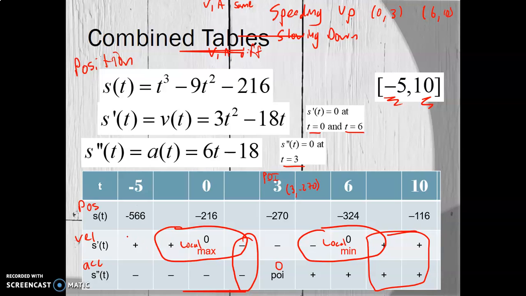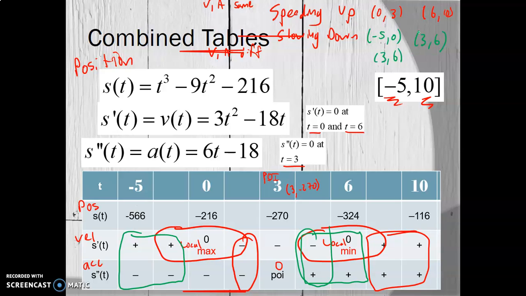And we're slowing down when they're different. So we'll change colors. We'll go to green real quick. When velocity and acceleration are different, we're slowing down. So a positive velocity with a negative acceleration is slowing down, or a negative velocity with a positive acceleration is slowing down. So between 3 and 6, we're slowing down. All right, that says -5 to 0.